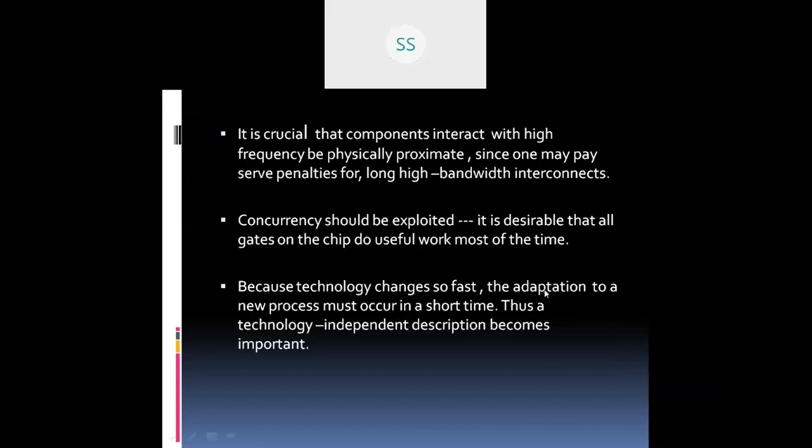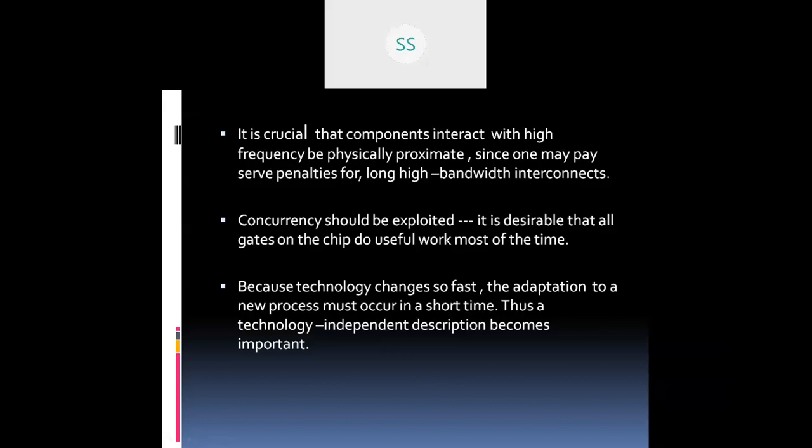Then adaptation is also one of the important considerations. Whatever hierarchy or methodology is followed, it should be adaptable to the changing technology. It should be independent of the technology, because if it is technology independent, then the process is very easily adaptable to the changing technology. So these are some critical issues that should be taken care of when designing the subsystems.